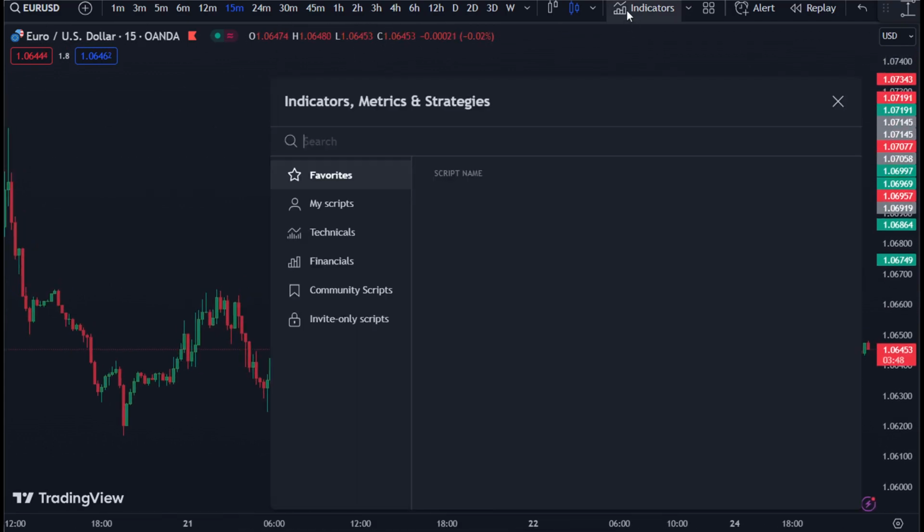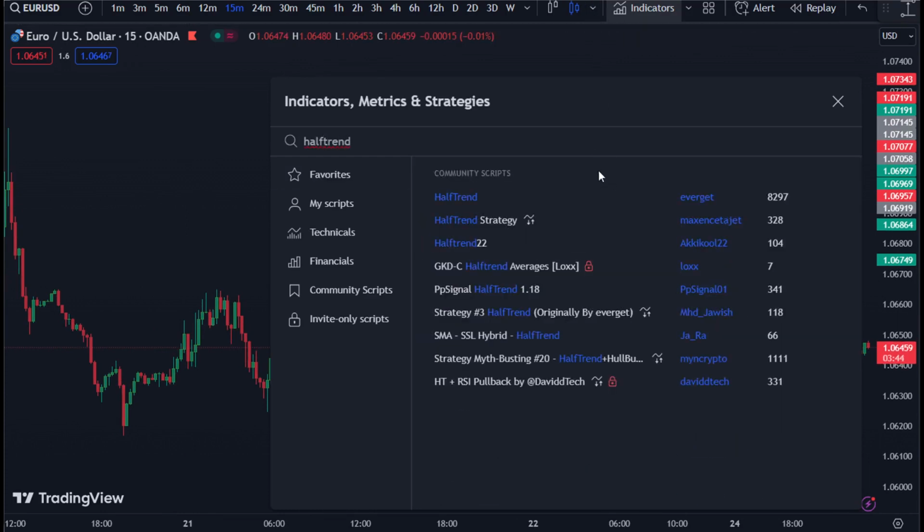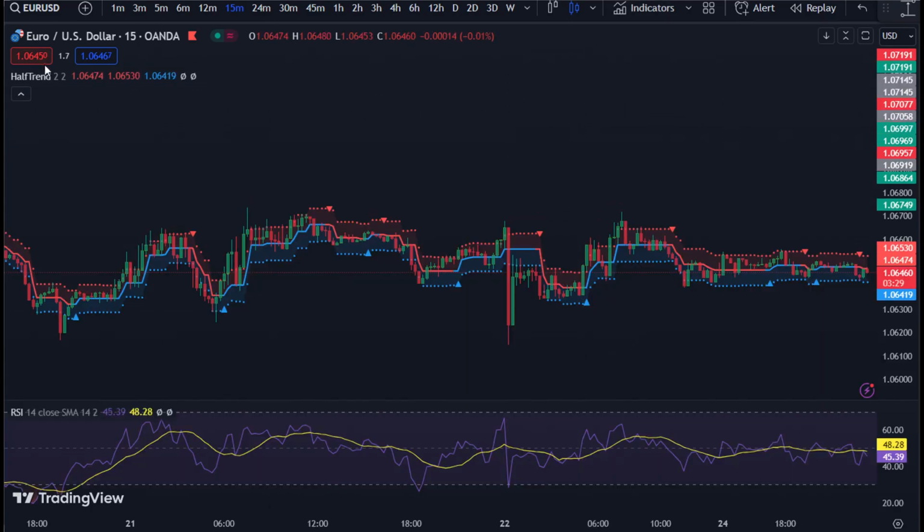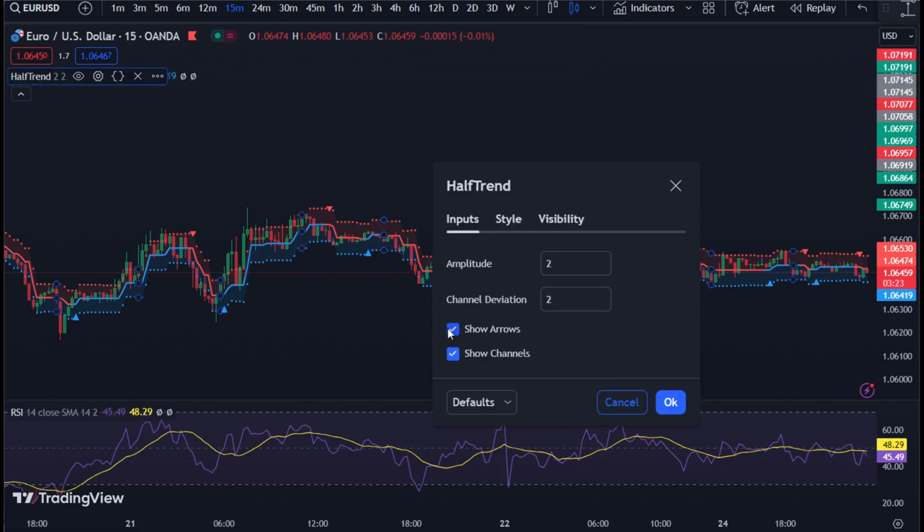So this strategy uses two different indicators. The very first one is the Half Trend indicator by Everget. The second indicator that we're going to be using is the RSI. So for the settings, we're going to go to Half Trend. We're going to uncheck both of these boxes over here, and we're going to change the amplitude to 4.